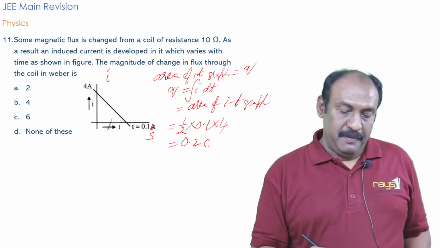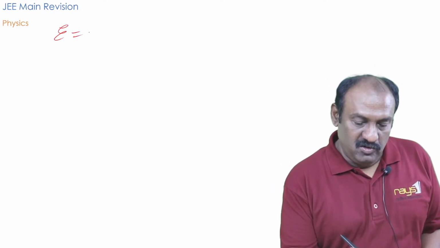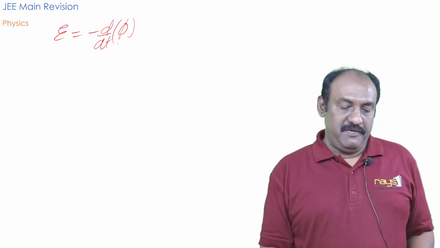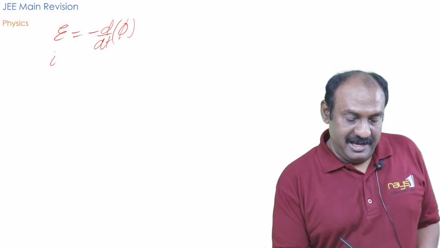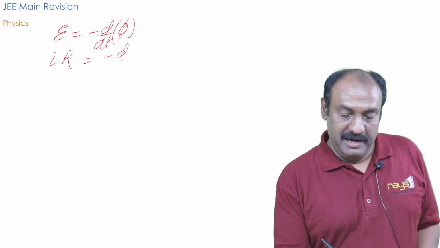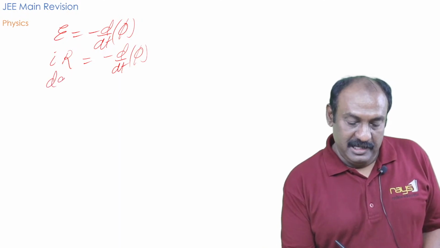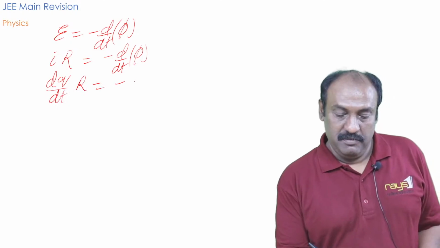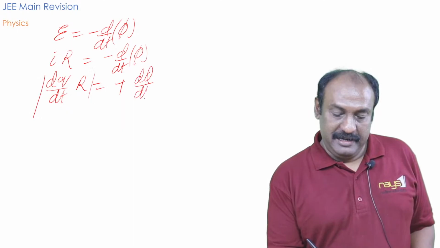So what is the magnitude of change in flux? We know that E equals d by dt of change in flux. The induced EMF is equal to minus d by dt of flux. Therefore E can be written as I into R. I into R is equal to minus d by dt of flux. In place of I write dq by dt, into R, is equal to, taking magnitude, d phi by dt.